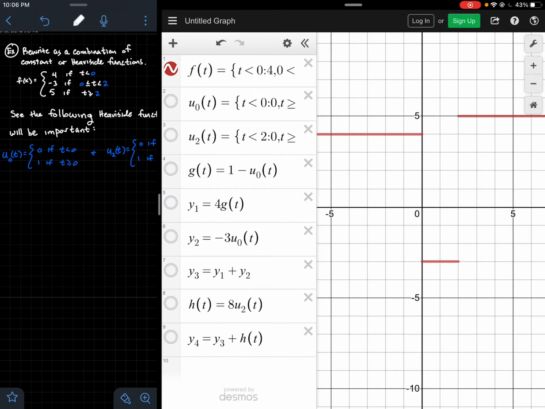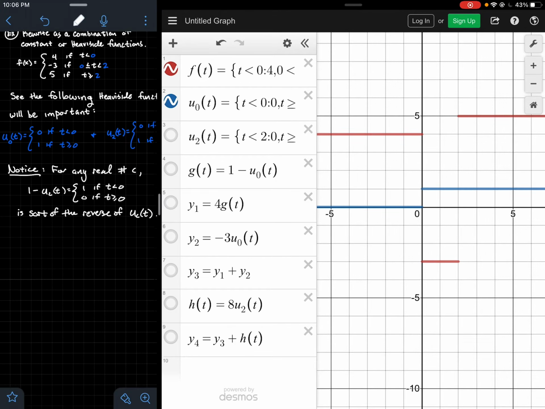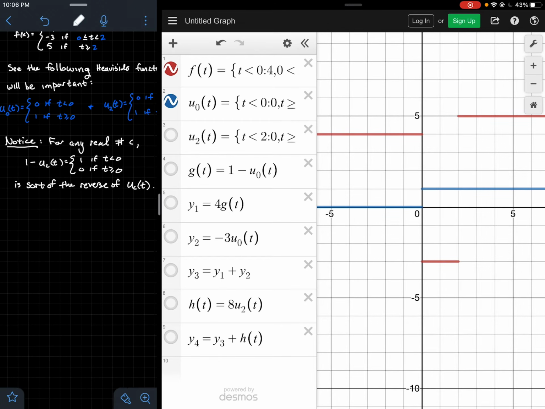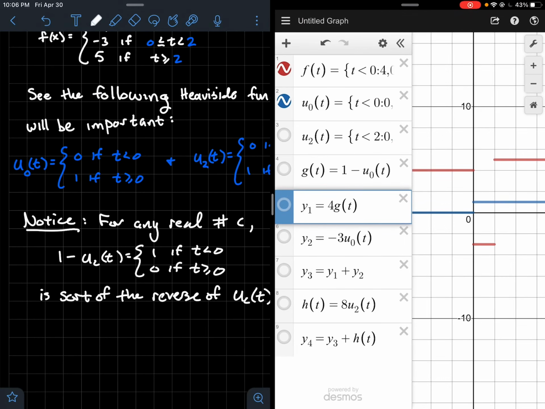So how can I do that? Well, one thing you might notice is if I compare the red line on the left to the blue on the left, the red turns from on to off at t equals 0, whereas the blue turns from off to on at t equals 0. So one goes on to off, and the blue goes off to on. How do I make that switch in a formula? Just to show you, what if you took your formula for u0 and just subtracted it from 1?